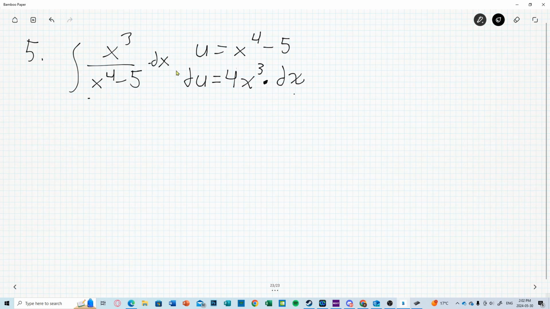So then what we want to do is rewrite our integral. We know that our denominator here is going to be u.